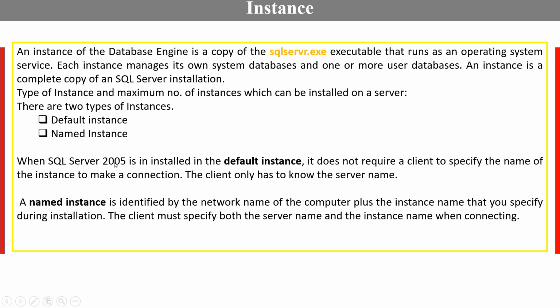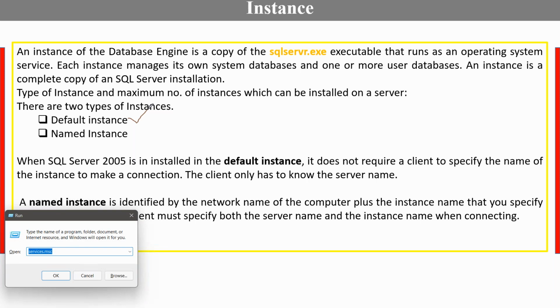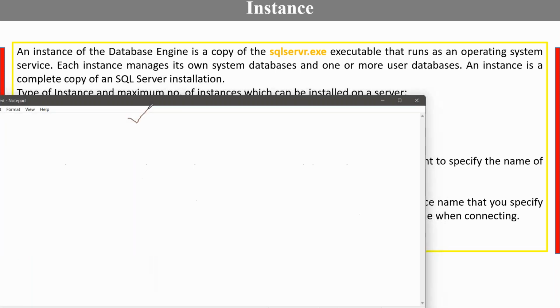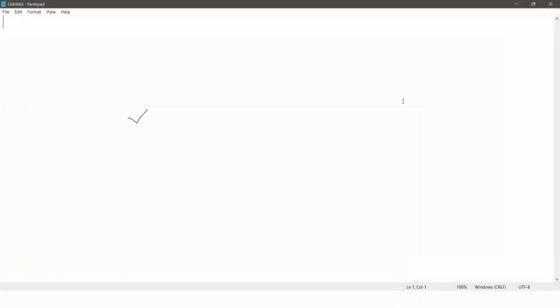When you install SQL Server 2005 as the default instance, it does not require the client to specify the name of the instance to make a connection. What do you mean by that? From SQL Server 2005 onwards, Microsoft came up with a concept where instances are of two types: default instance and named instance. What is meant by default instance? It is nothing but the server name. Your server name is nothing but your SQL name.